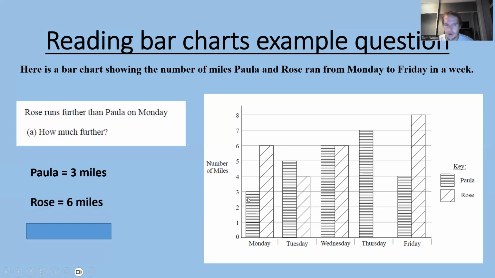So how much further has she run? Well, what's the difference between 6 and 3? We're looking for the range again. 6 minus 3, or go from 3 and count up. You should find that it is a 3-mile difference, and that's going to be probably 2 marks for you.